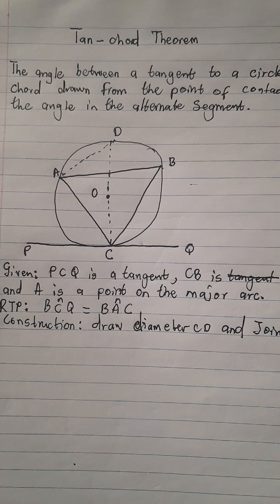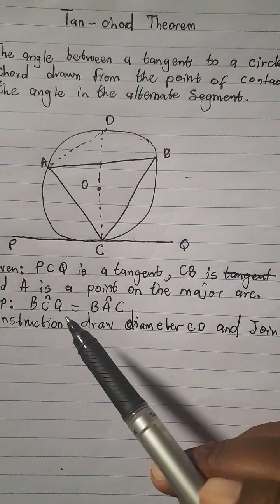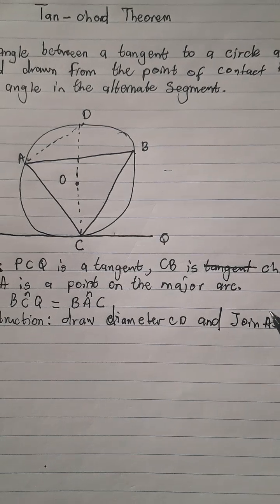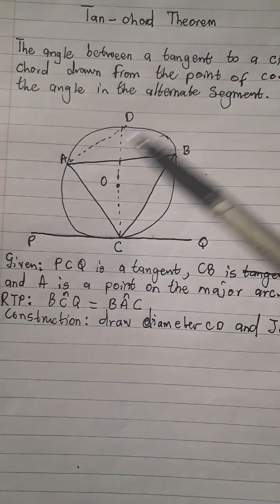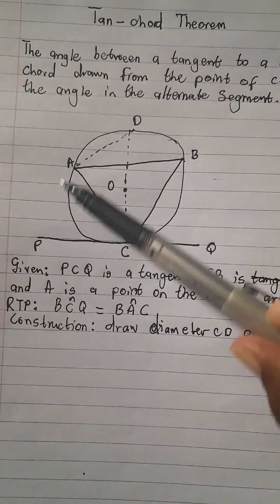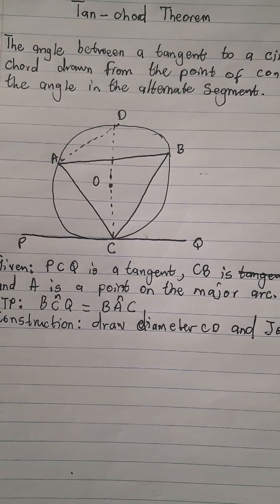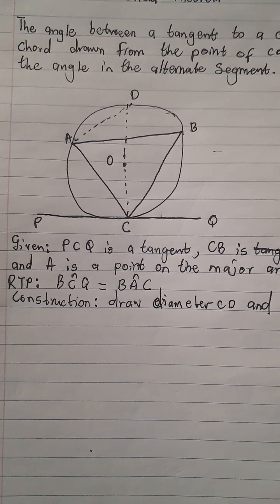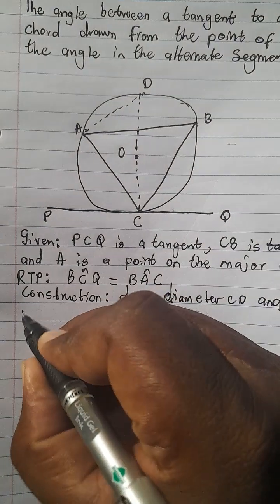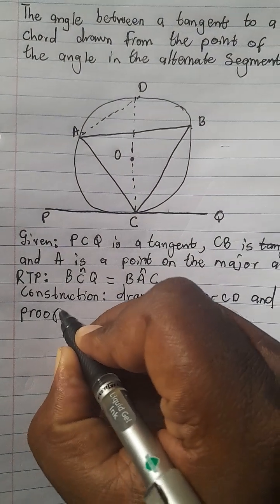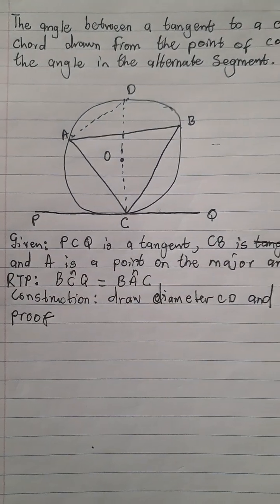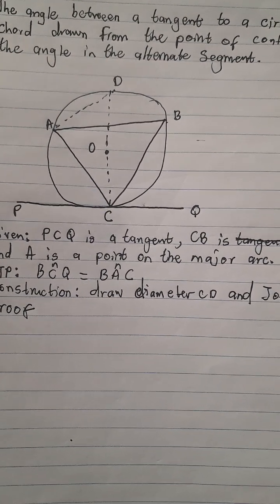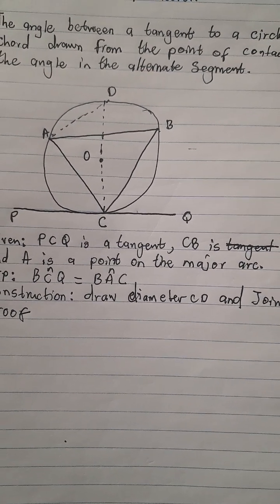Right, we are done with our construction. We have shown: draw diameter CD and join AD. We have seen that this is now a cyclic quad. Then from there you are going to write proof, because we are proving here. Now it's time to analyze what we are given, guys, so that we do things in a proper manner.